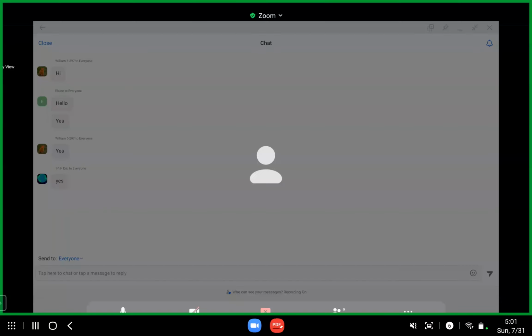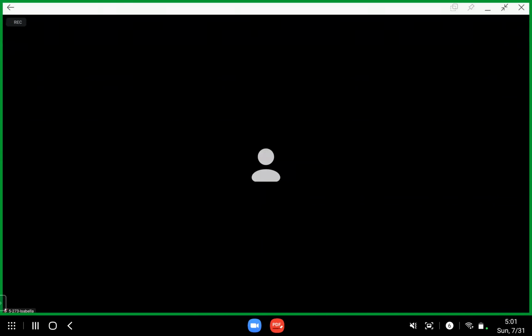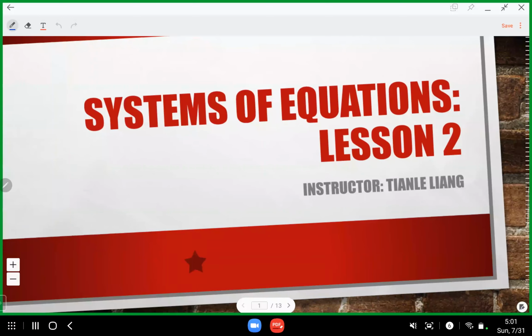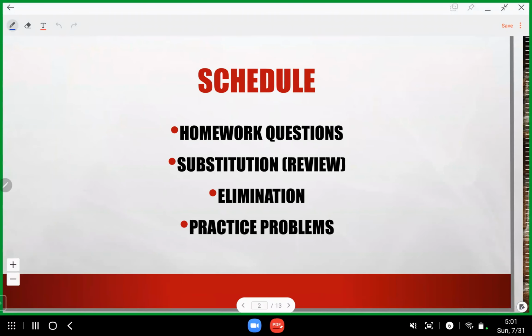Okay, so today is the second lesson of systems of equations. Last time we learned about substitution. So today we're going to start off with homework questions and then review substitution. And we're going to learn elimination. It's another method to solve systems. When you know both of them, you're going to have to look at the problem and decide which method is the best to use. That's also very important. And then we'll have some practice problems.